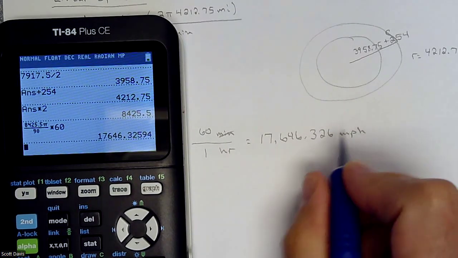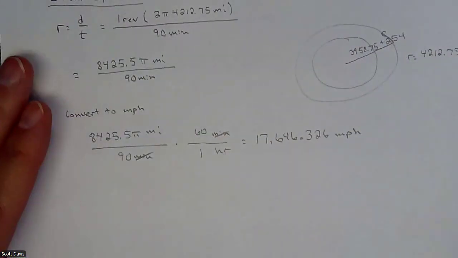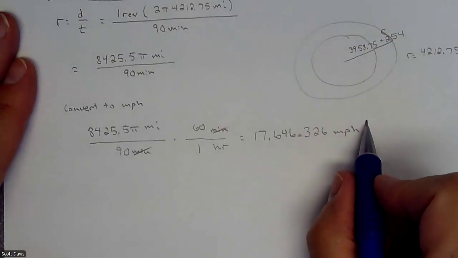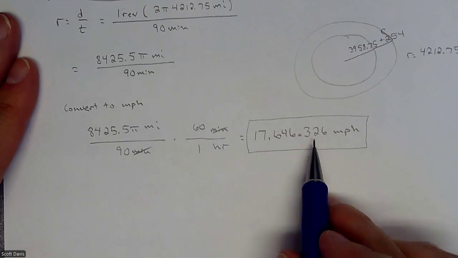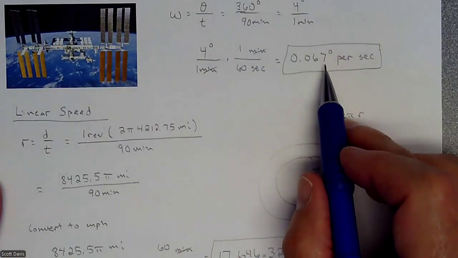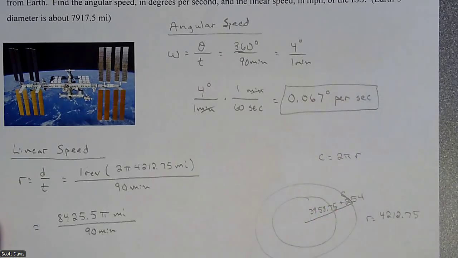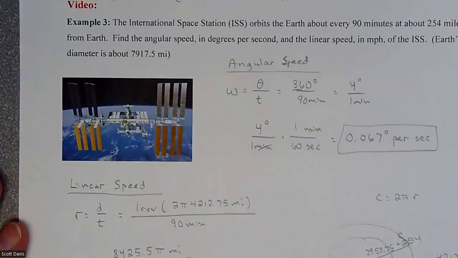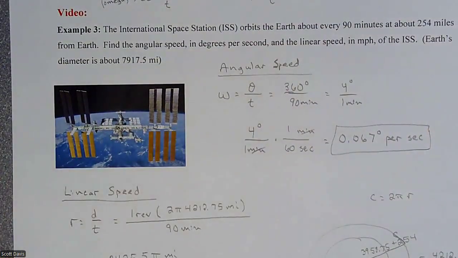miles per hour. So somewhere in the 17,000 miles per hour to keep it in orbit. So that is our miles per hour, and it's traveling at 0.067 degrees per second as well. So that was finding angular speed and linear speeds of the International Space Station.